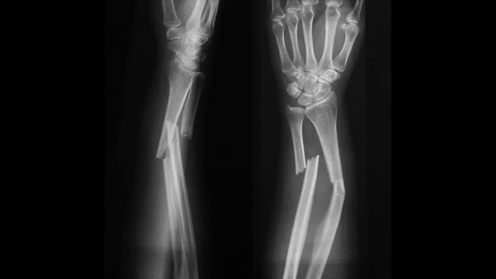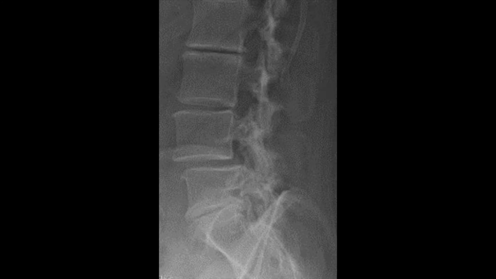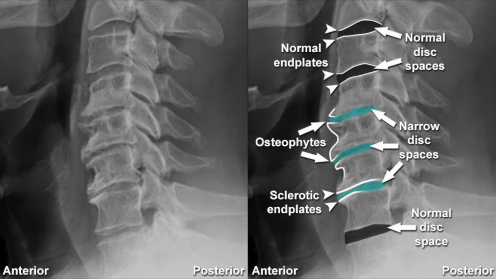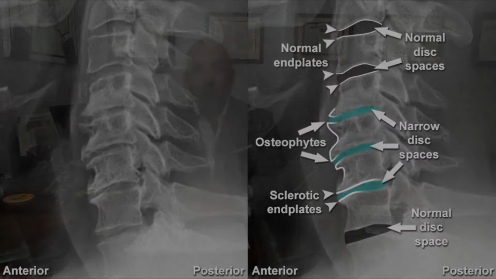An X-ray can be helpful in determining if there is a bone fracture, a misalignment of bones or vertebrae, or a narrowing in certain bony spaces. All of these can be the result of an injury such as a car crash.